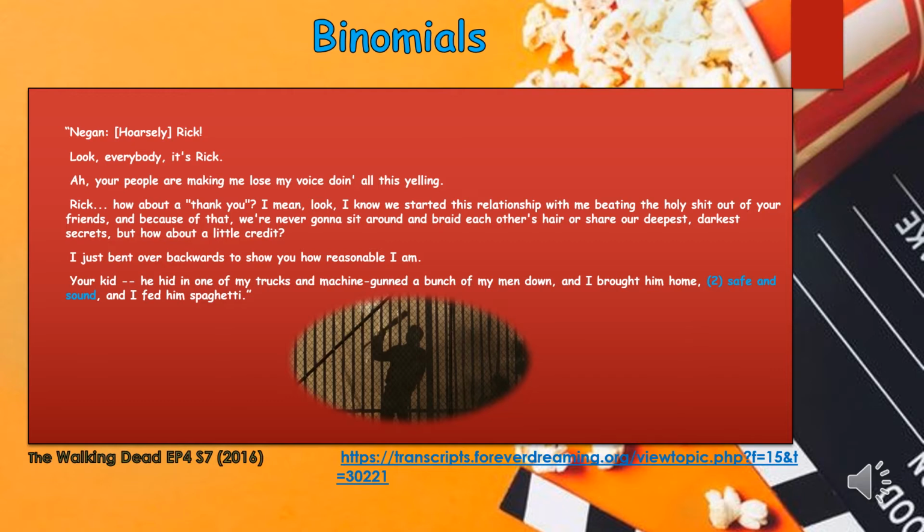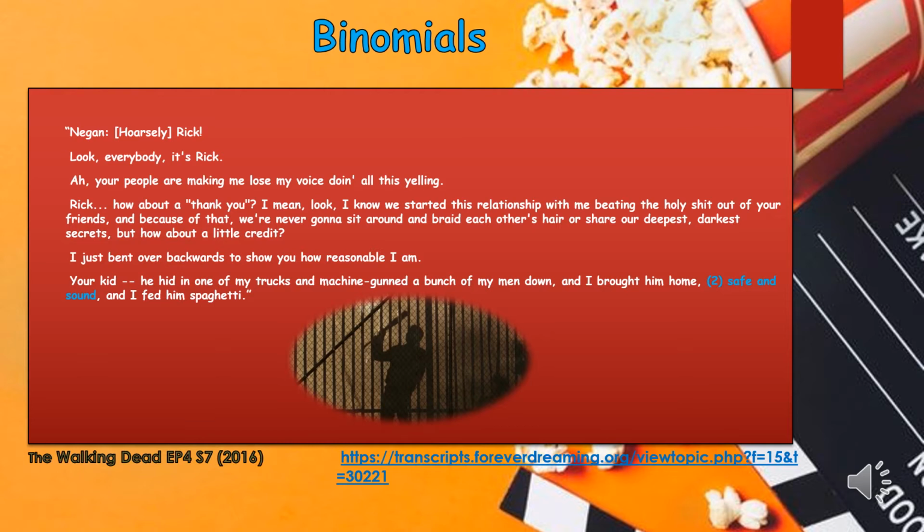The next example of binomial takes place also in The Walking Dead, but this time in the seventh season of the show. The characters involved here are Negan, Rick, and Carl Grimes. This time the binomial is safe and sound, which meaning could be without accidents or damage. It is often used after a dangerous situation.